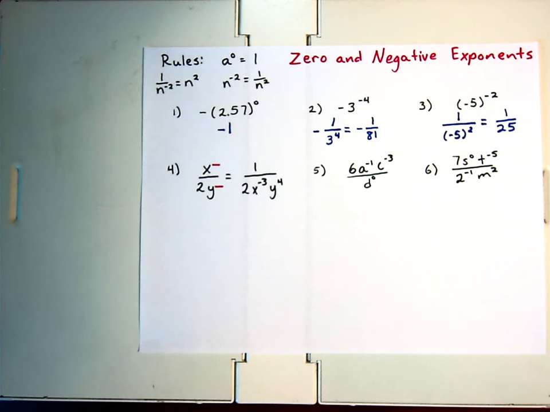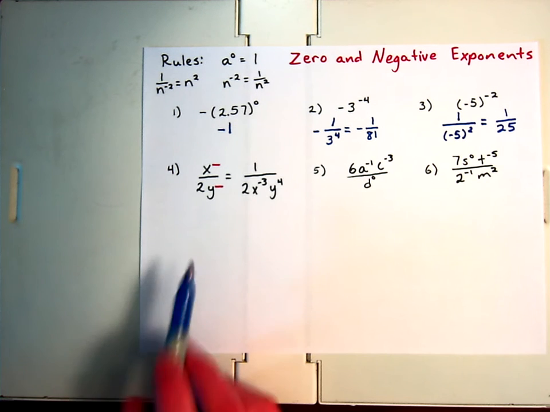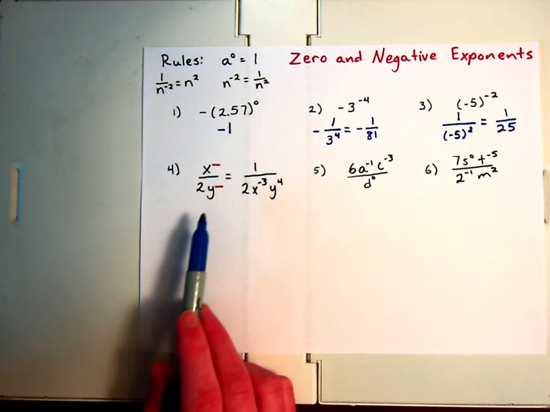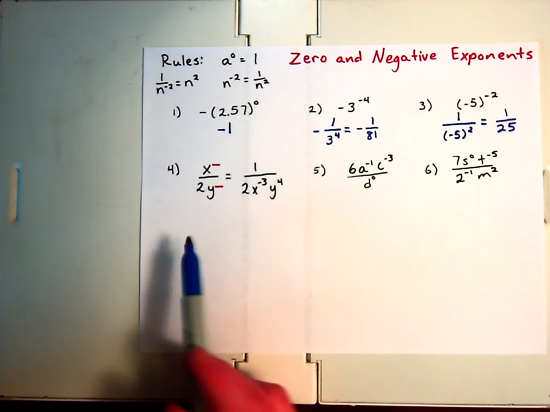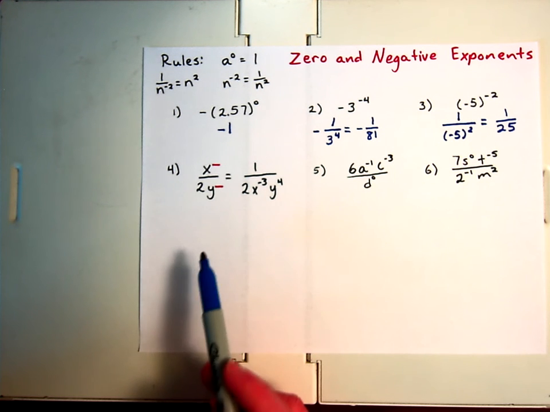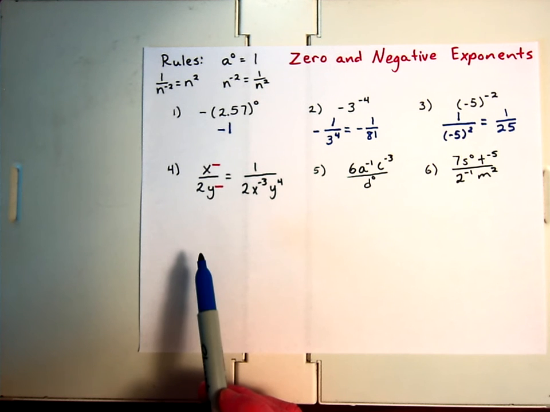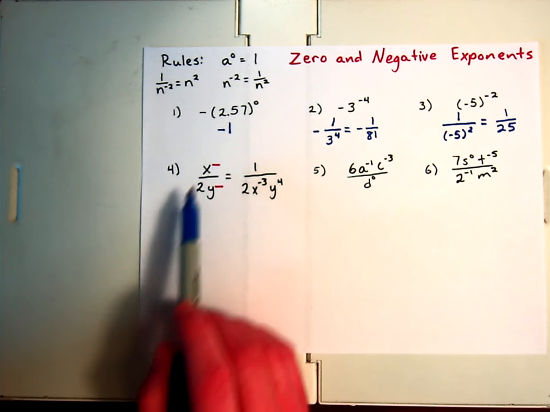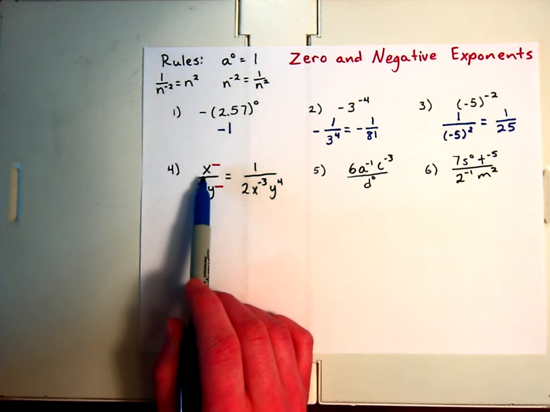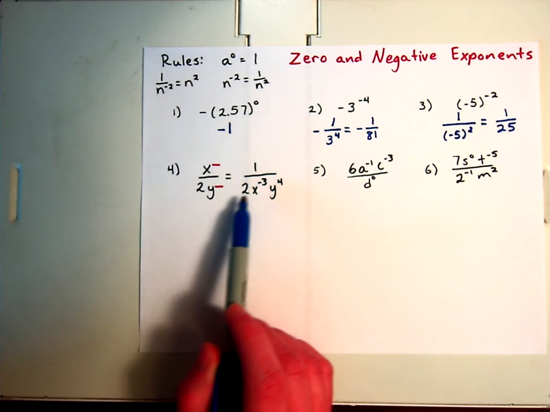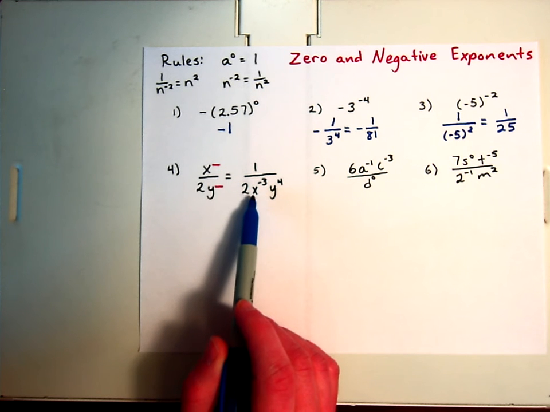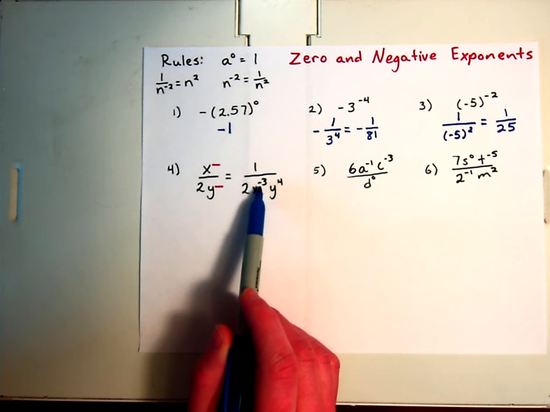Moving on to number 4, we have a fill in the blank. So for the red lines there, we need to figure out what we need to input in order to make this true. What we need to identify is which numbers have changed places. If we look at this x, on the right side of our equation, we see that x is to the negative 3rd power.